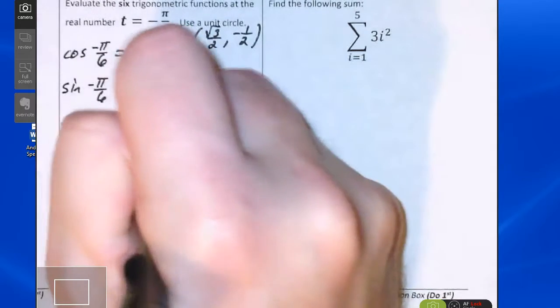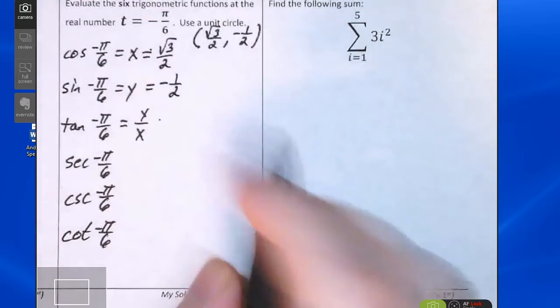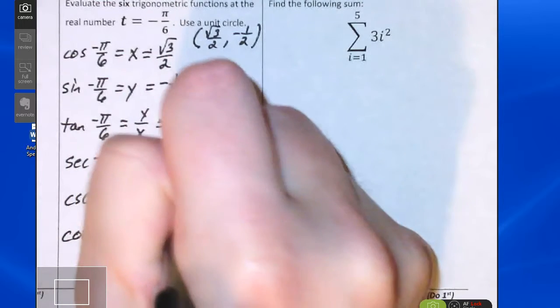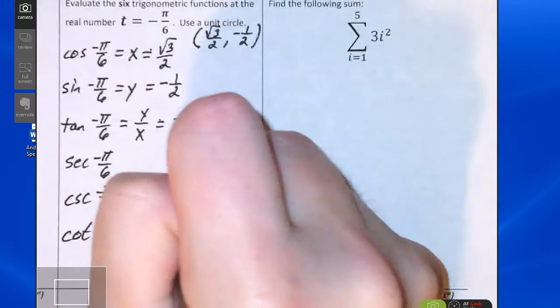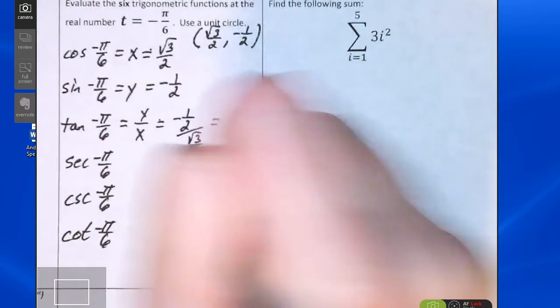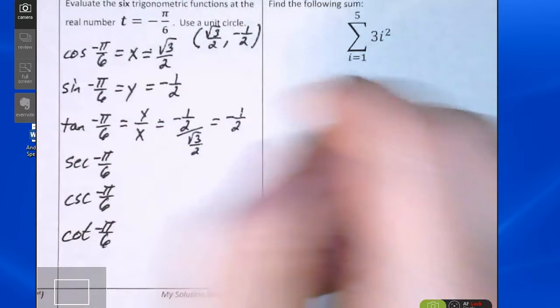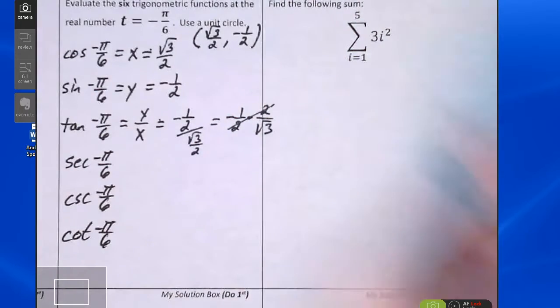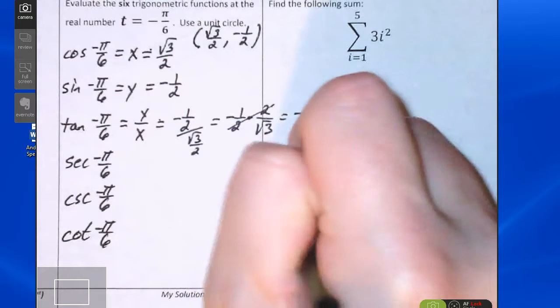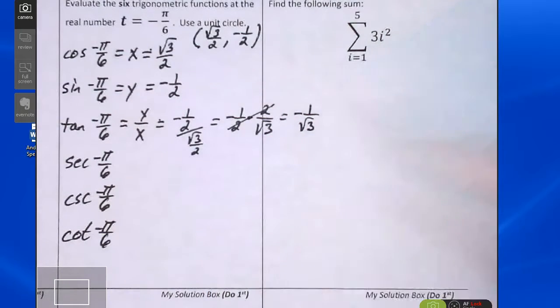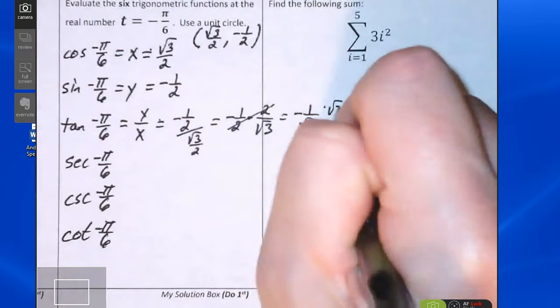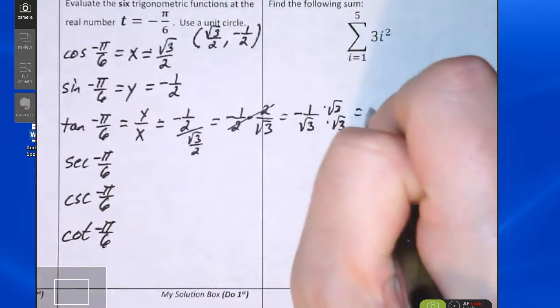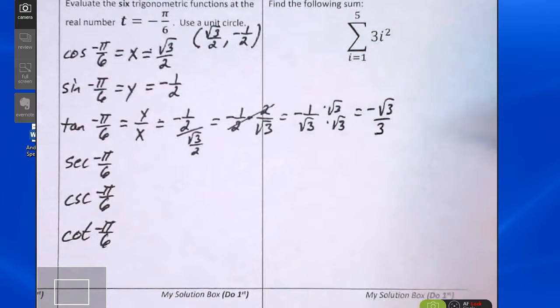So cosine is going to be the square root of 3 over 2. For sine, it is negative 1/2. For tangent, we're going to take the negative 1/2 and divide it by the square root of 3 over 2. That can be done by rewriting it as negative 1/2 times 2 over the square root of 3. Cross cancel the 2's, and we have negative 1 over the square root of 3. Now let's rationalize this denominator by multiplying top and bottom by the square root of 3. We get negative square root of 3 over 3.